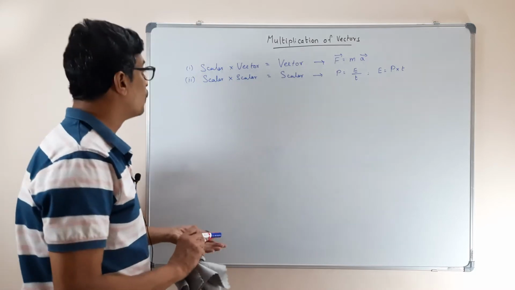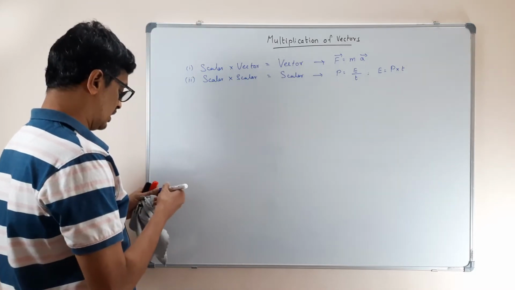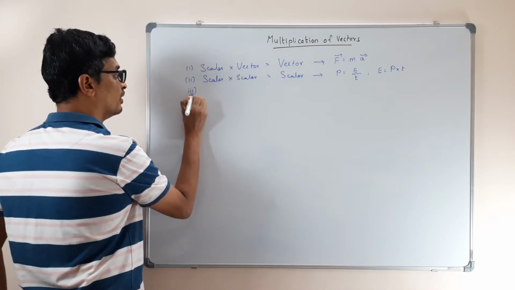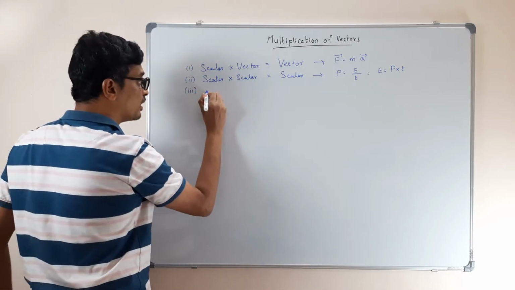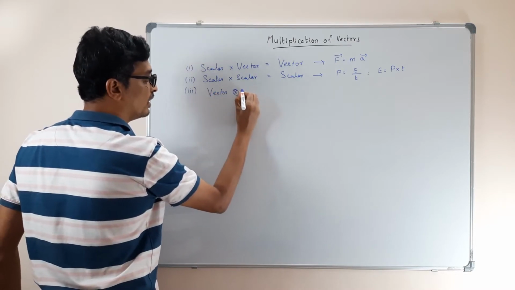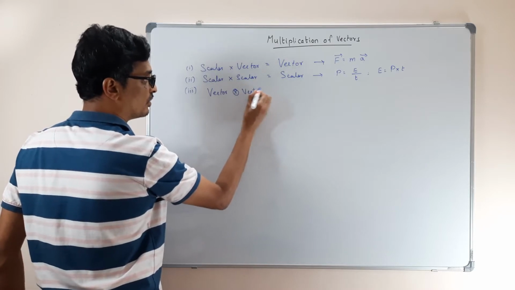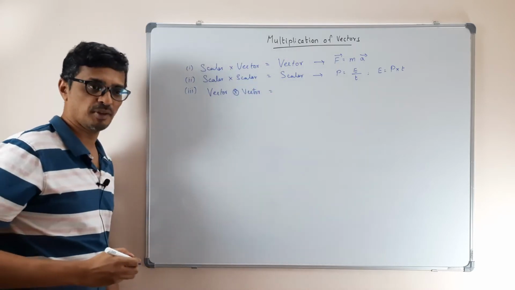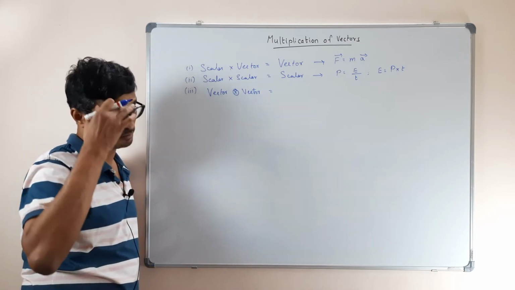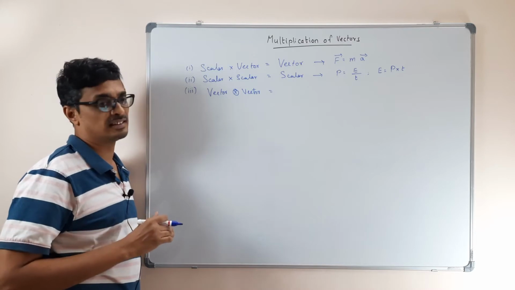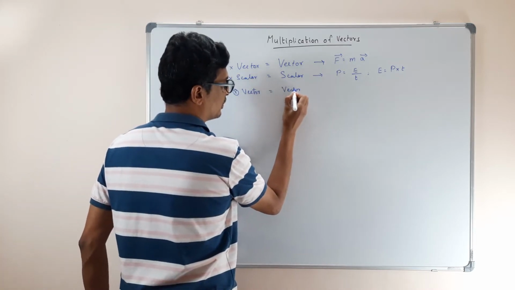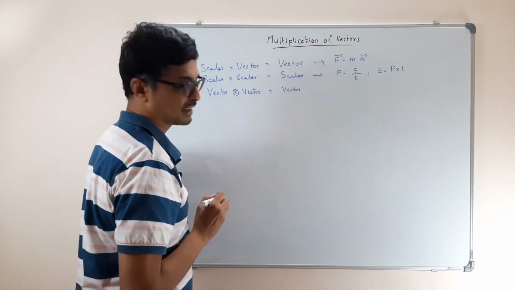Now, what happens? The question is, what happens when you multiply a vector into a vector? What will it be? Tell me what it will be. Guess. Okay, fine. It should be a vector, correct? So I am giving you an example.